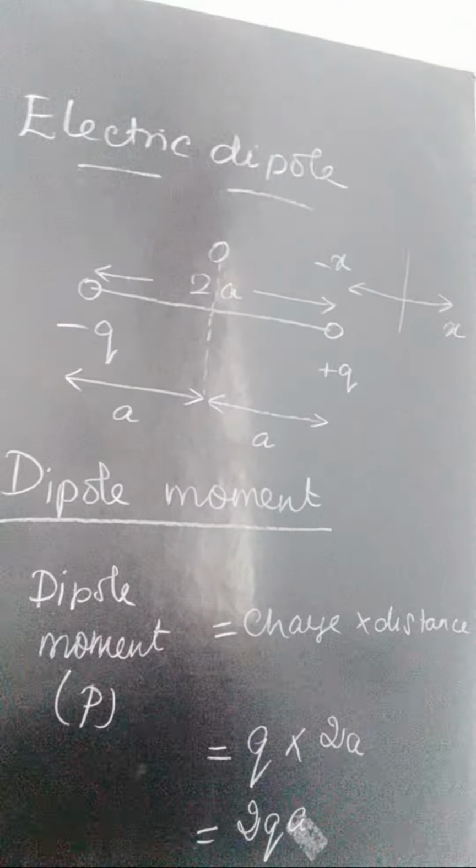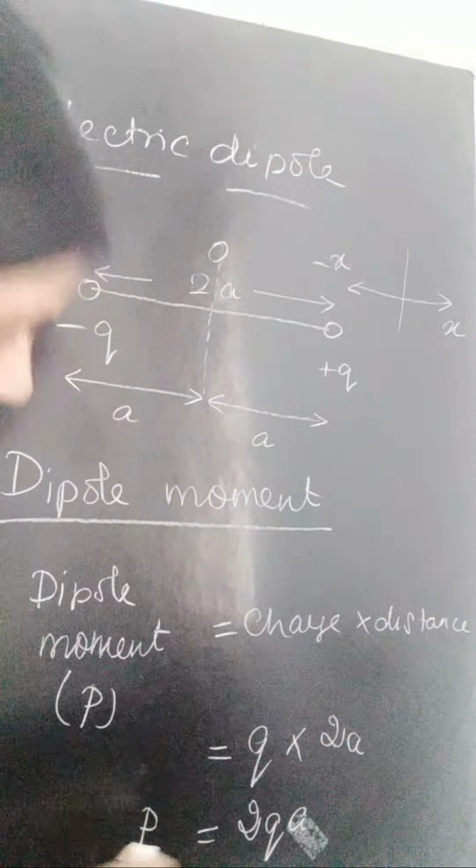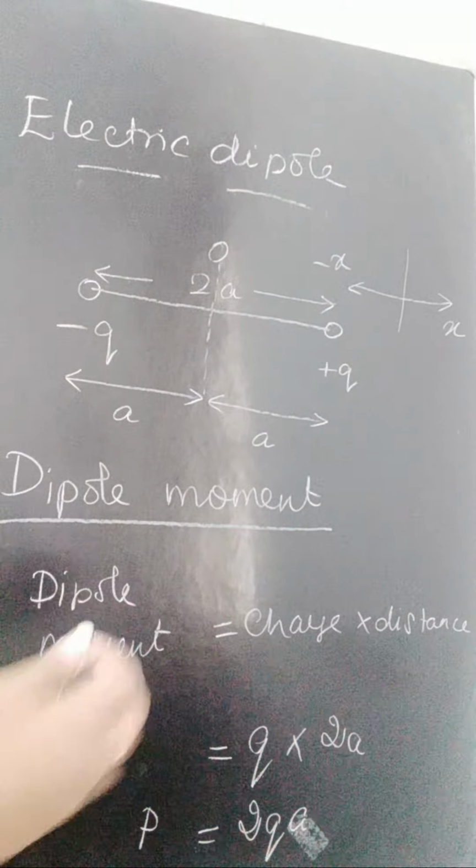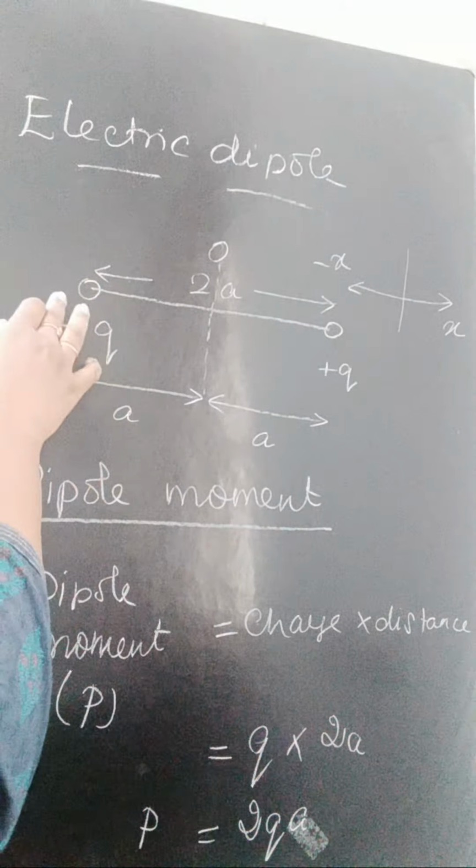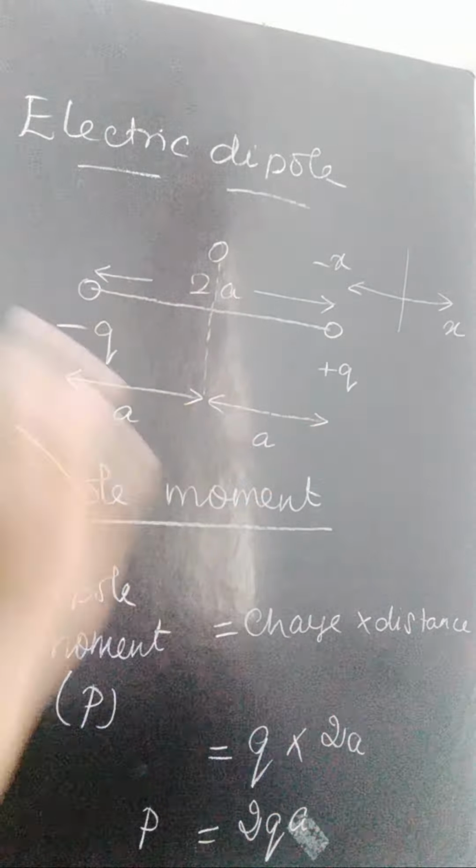Dipole moment formula: P is equivalent to 2qa. And according to the electric field lines, whenever we are talking about the negative charges and positive charges, what will happen?